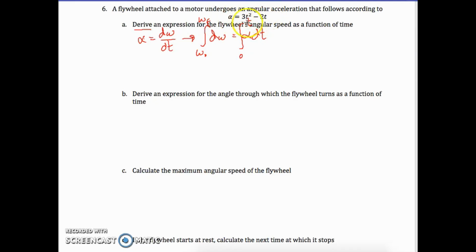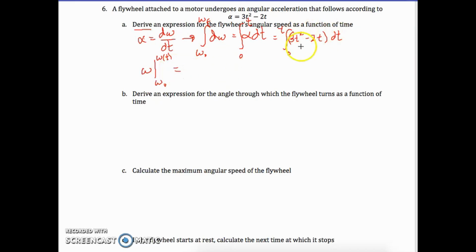All right, now we will substitute that. I'll write it down a little bit lower here. 3t squared minus 2t, that's alpha. And we're going to integrate from time t equal to 0 to some time later on, where omega f is a function of time. So the left side of our antiderivative here will be omega, and we'll go from the original speed to our final speed, which we could write as omega as a function of time.